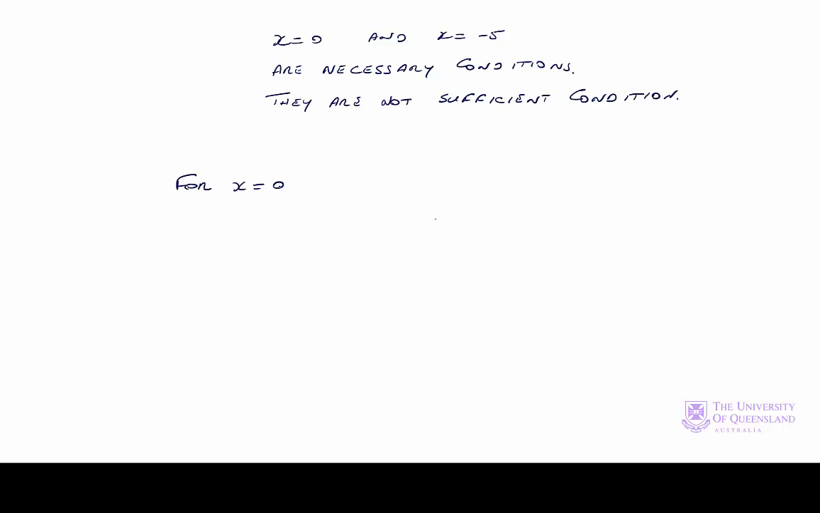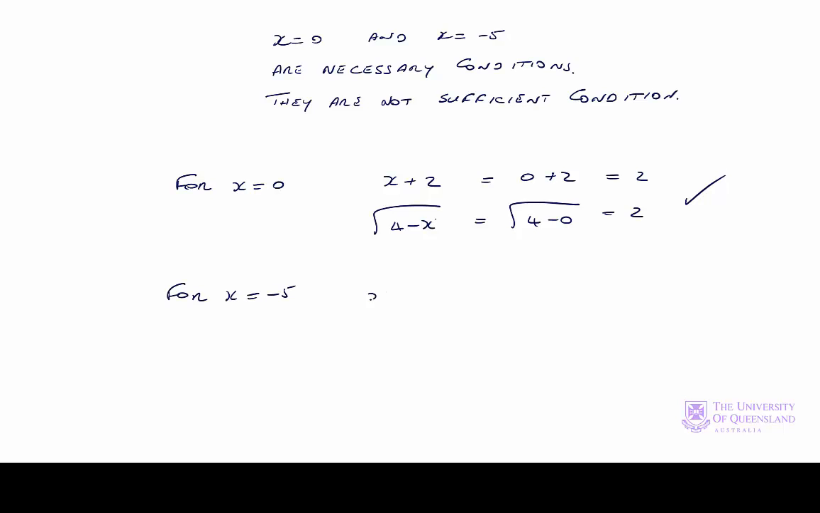For x equals 0, the left-hand side is x plus 2, and that's going to equal 0 plus 2, which is equal to 2. The right-hand side is the square root of 4 minus x, so it'll be the square root of 4 minus 0, and that's also equal to 2. So the left-hand side of our equation equals the right-hand side. That's a correct solution.